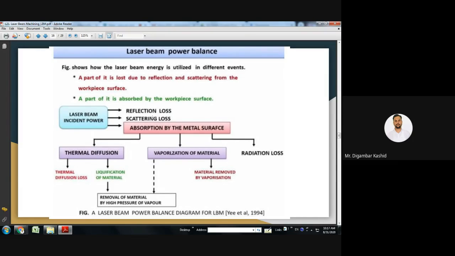What is absorbed by the metal surface is used for melting and vaporization, which is used for metal removal. The removal of metal by high pressure vapor takes place due to this vaporization. I have taken this for information purposes, as given by an author who published that research paper in 1994. So this is for our knowledge, how the power of the incident laser beam is lost by reflection and scattering, and the part absorbed by the metal surface is utilized for melting and vaporization, that is, the removal of metal.